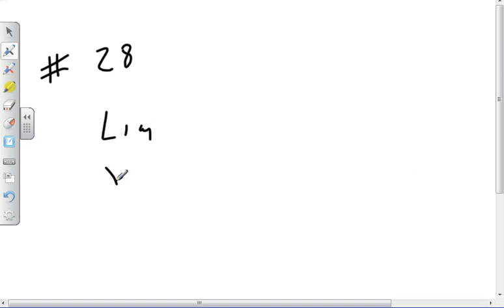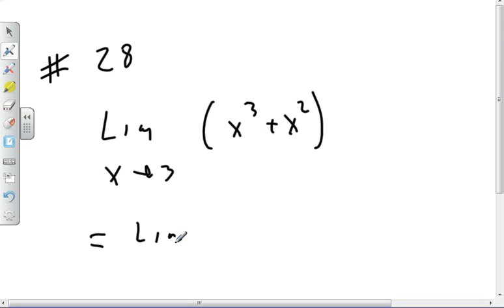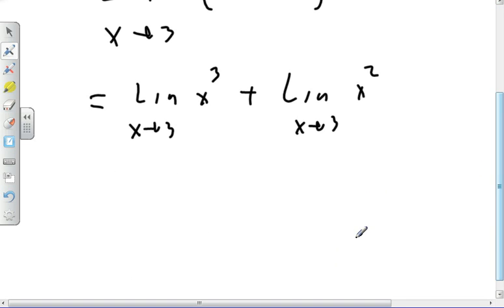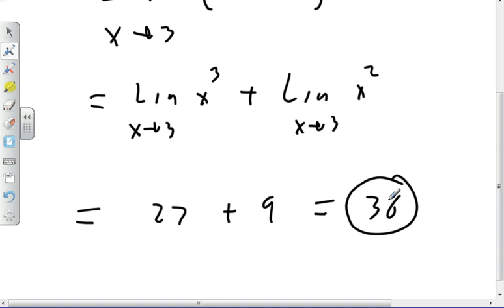28. We want the limit as x goes to 3 of x cubed plus x squared. And I'm supposed to use the formulas 1 through 5. I'd rather just write down the answer, but I'm going to use the formulas 1 through 5. So this is equal to the limit as x goes to 3 of x cubed plus the limit as x goes to 3 of x squared, which is going to be 27 plus 9, which is 36. There, I did it. You happy now? Yeah, I would have done it that way anyway.